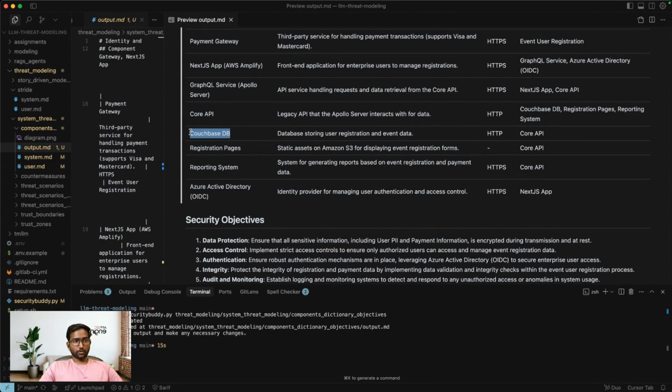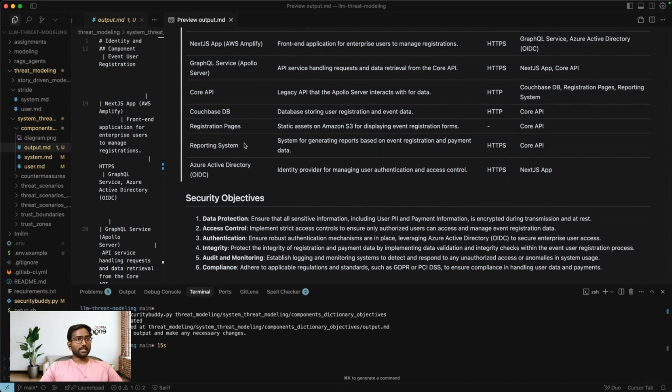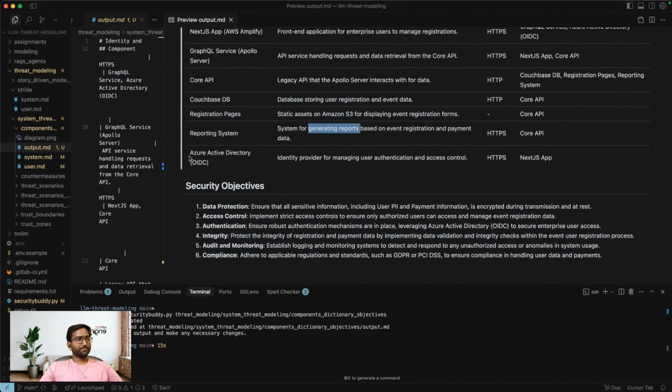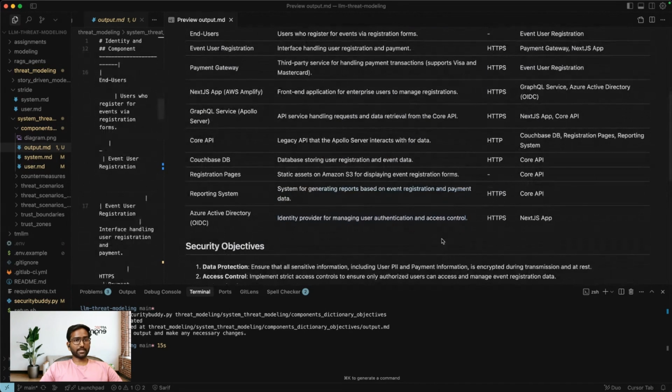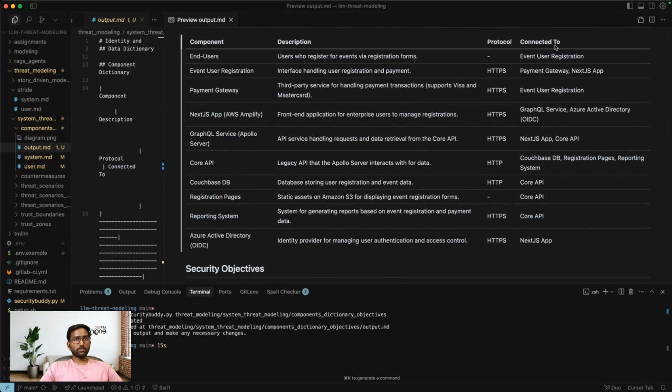CouchDB, that is going to be storing our user registration information and event information. And the static pages that are being stored in AWS S3, all good. The reporting system that is used for generating reports, and this is something again that talks to the GraphQL service, correct. And finally, Azure Active Directory, which is using OIDC, and this is providing user authentication and control. This is great.